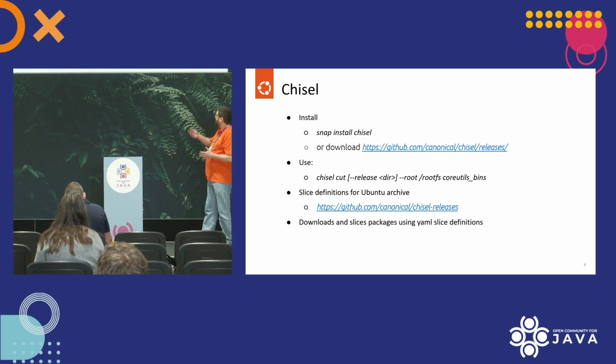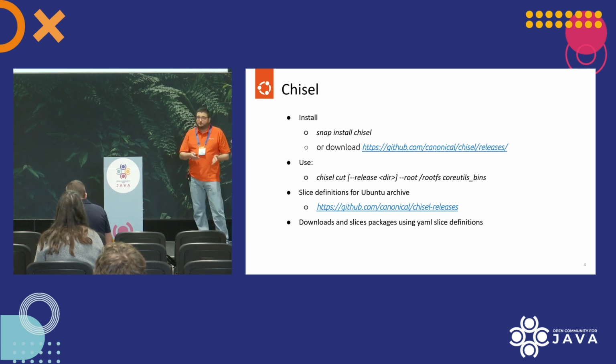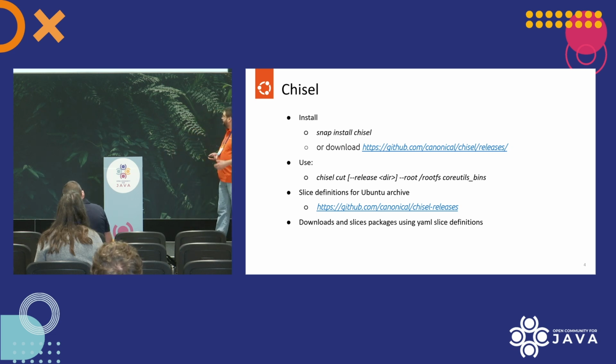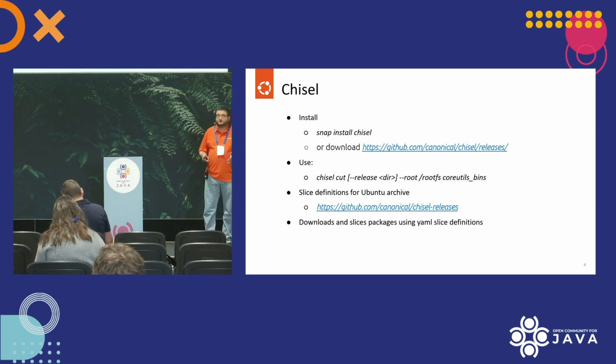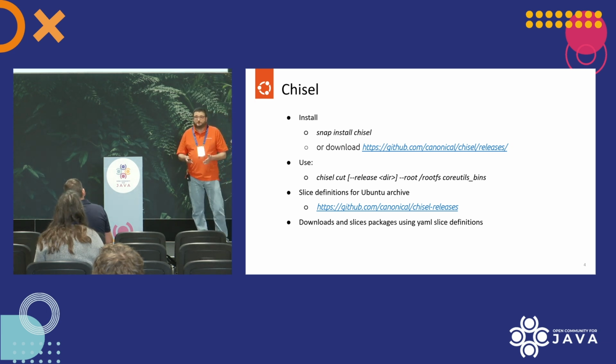You say Chisel cut, you specify where the slice definitions for the Ubuntu release are, or if you don't specify it, it just takes slice definitions for your host Ubuntu system. You specify the output directory and you specify the slices, like libc6 libs, that you want to install into the root file system. The slice definitions for the Ubuntu archive are available from GitHub, and behind the scenes, Chisel is doing the same thing as the Bazel build system for distros is doing. So it downloads the package, downloads the dependencies of the package, and installs it in the root file system.